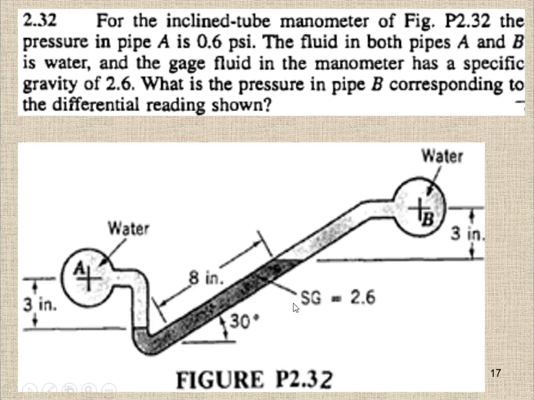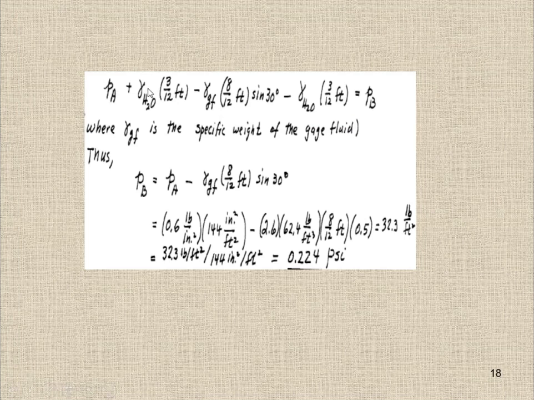The vertical height is not known, but the slant height is known, that is 8 inches. So we need this vertical height. This vertical height will be equal to 8 into sine theta, 8 into sine 30 degrees. So specific gravity into specific weight of water into this height, 8 inches divided by 12 multiplied by sine theta, will give you the equation. This value will be balanced with this value. So finally we end up with this equation. When you simplify it, you will get 0.224 psi. Okay, so this is the end of today's lecture.